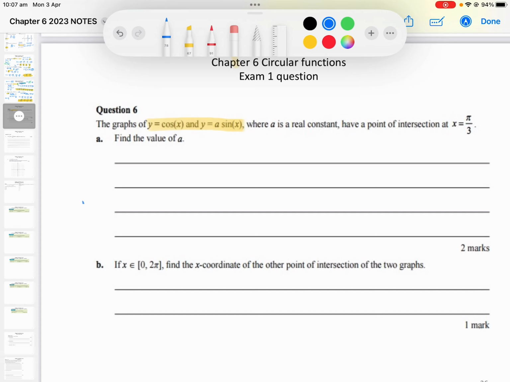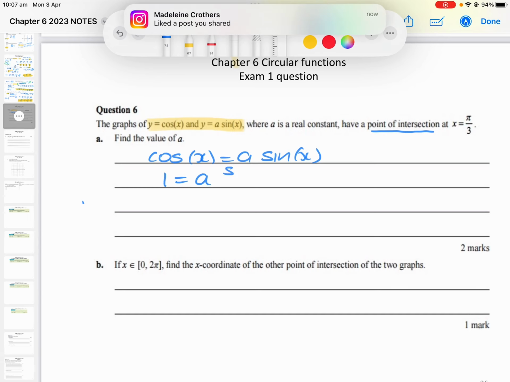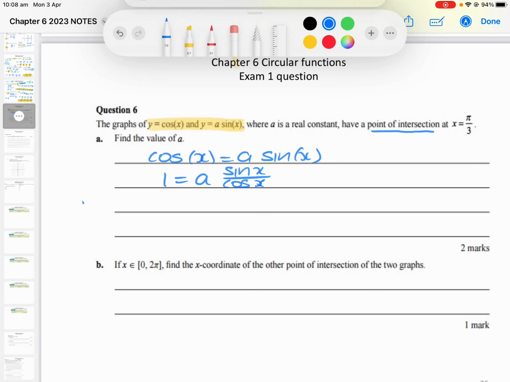So if we've got where point of intersection, that's where they meet. So that's where cos x equals a sine x. So what I'm going to do is divide each side by cos x. So we're going to get 1 on a equals tan x. So what's tan x? It meets at pi on 3. So 1 on a is equal to the tan of pi on 3, because that's where they meet. So the tan of pi on 3 I know is root 3. So that means a is 1 on root 3.